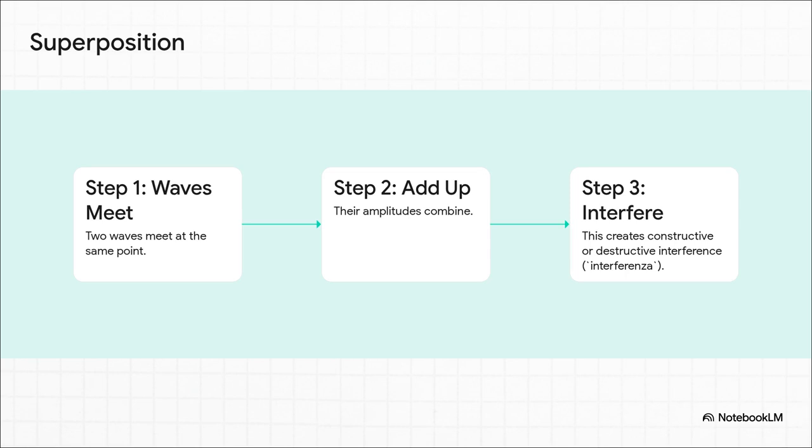But what happens when two waves are in the same place at the same time? Simple. They add together. It's called interference. If their peaks line up, they build on each other and create a bigger, more powerful wave. We call that constructive interference. But, and this is wild, if a peak meets a trough, they can completely cancel each other out into nothing. That's destructive interference, and it's the actual science behind how noise-canceling headphones work.